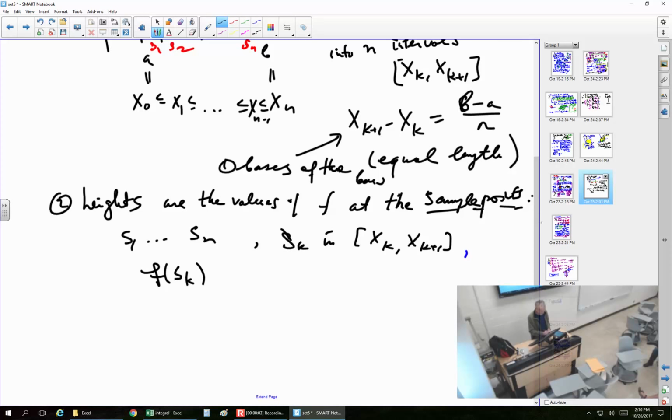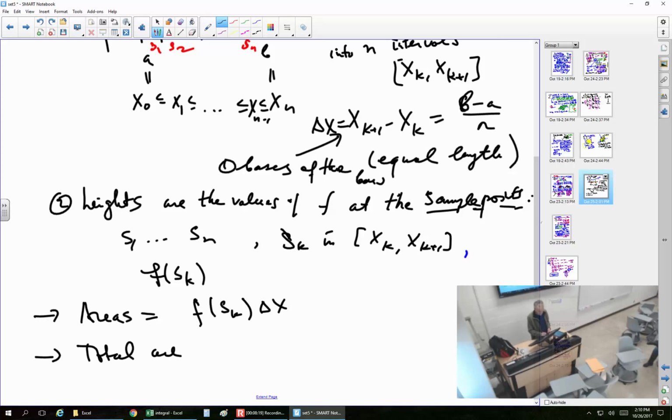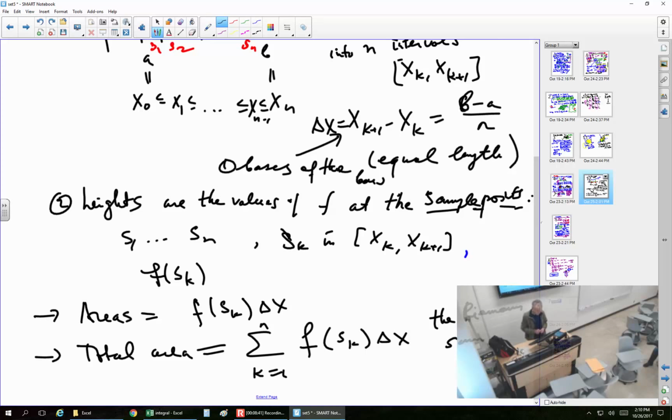Okay, so then we're moving on to the areas. Each area is then f of sk times delta x, once again assuming it's the same length. And then the total area is the sum over k of f of sk times delta x, and there we are, the Riemann sum. Looks familiar. And then you take the limit.